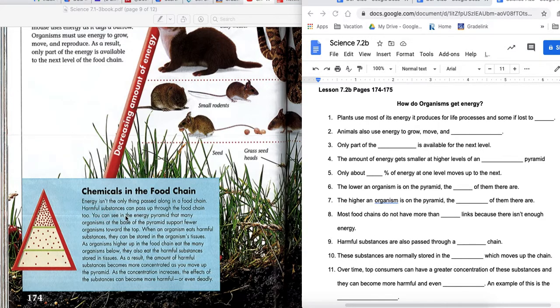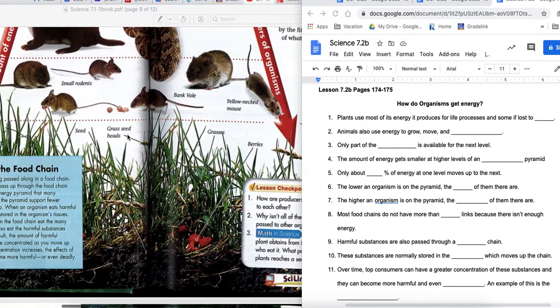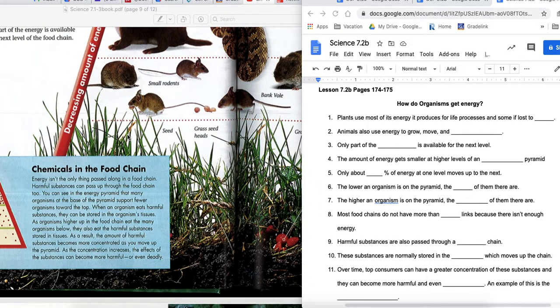Why? You can see in the energy pyramid that many organisms at the base of the pyramid support fewer organisms toward the top. When an organism eats harmful substances, they can be stored in the organism's tissue. Okay, so it's stored in the tissue. That's obviously where its energy is stored too, guys. So its muscle reserves, that's what an animal's really eating, its muscle. That's where we're storing the harmful substances too.